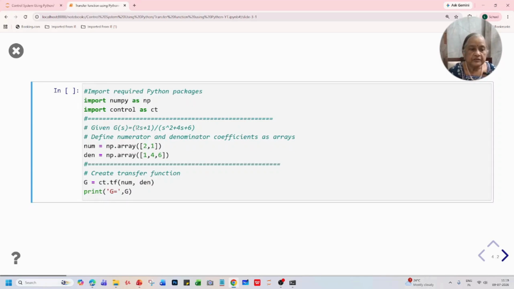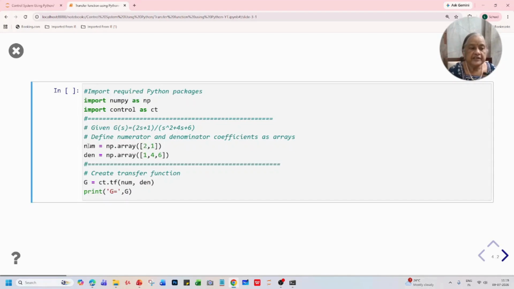The numerator polynomial is 2s + 1, so it will have the array elements 2 and 1. Starting from the highest power of s to the least power, we need to arrange the coefficients in the order of decreasing powers of s, and we need to reach up to s to the power 0, even if the term is not present. Whichever term is not present, we take the coefficient as 0. So here the numerator is 2s + 1, and the array takes the form [2, 1].